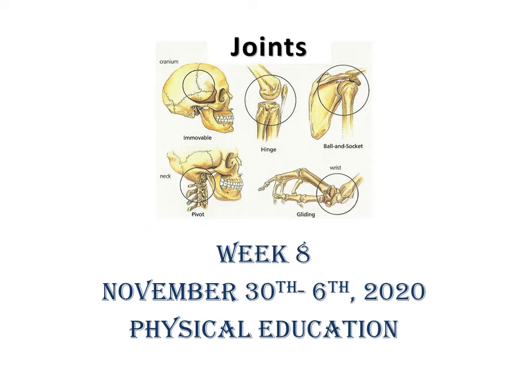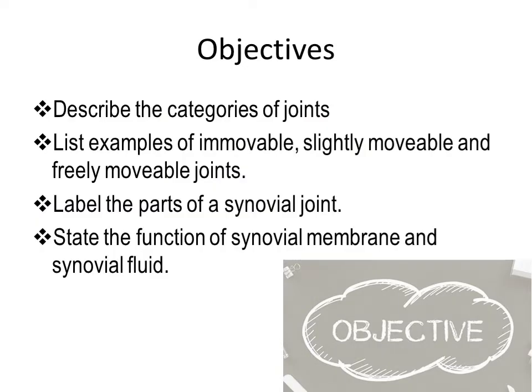For this week, we're going to be covering joints. So, what are our objectives for this week? Well, our first objective is to describe the categories of joints. Two, list the examples of immovable, slightly movable, and freely movable joints. Three, label the parts of a synovial joint. And four, state the function of synovial membrane and synovial fluid.